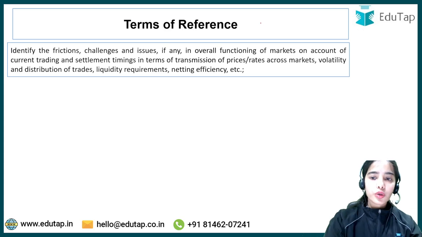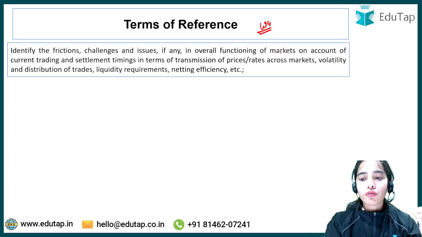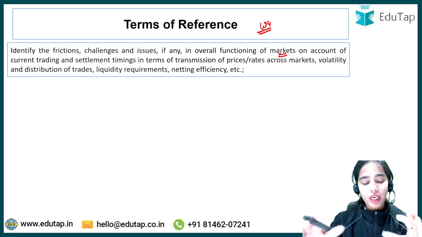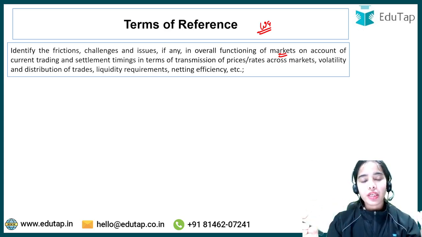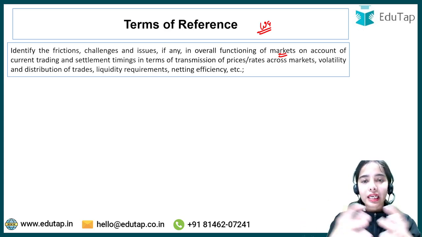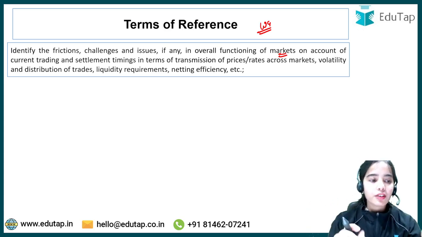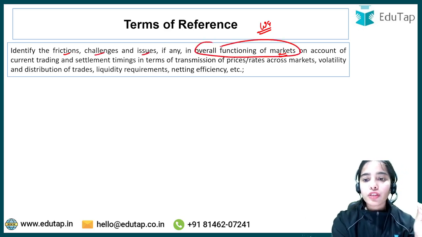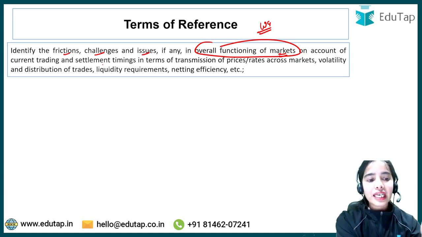So see, the working group has to identify the problems that are coming in the overall functioning of the markets on account of the current trading and settlement timings. Okay, as the trading and settlement timings are not synchronized and not complementary, there must be some problems that are coming. That's why the RBI has made this working group to synchronize or to make the timings more complementary. So the working group has to identify the frictions, challenges, issues, problems in the overall functioning of the different markets on account of current trading and settlement timings.